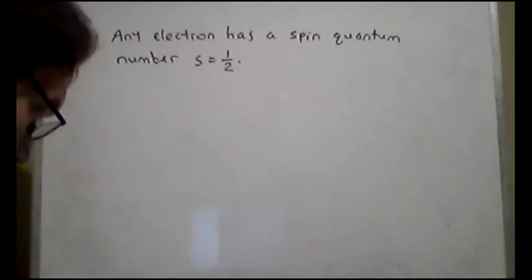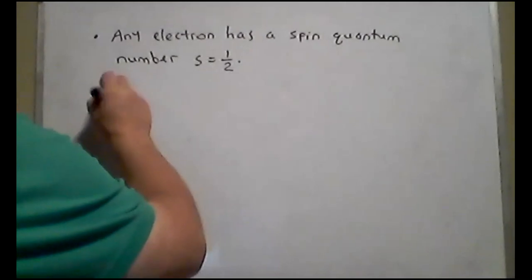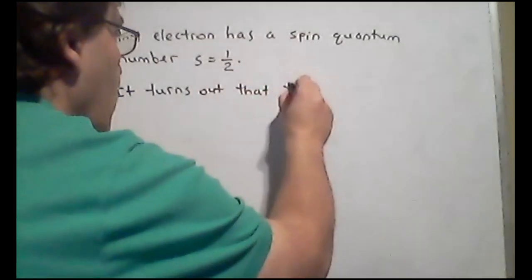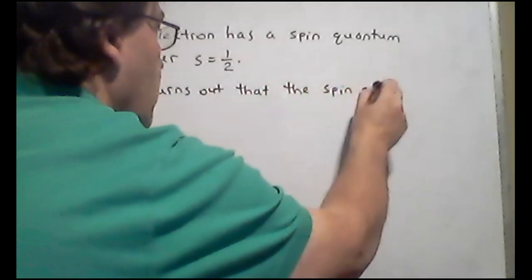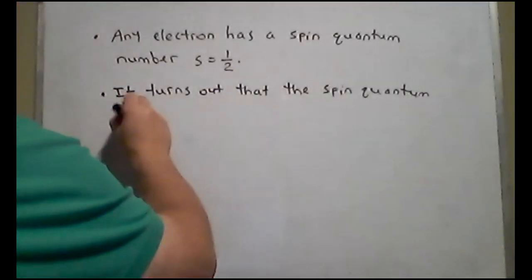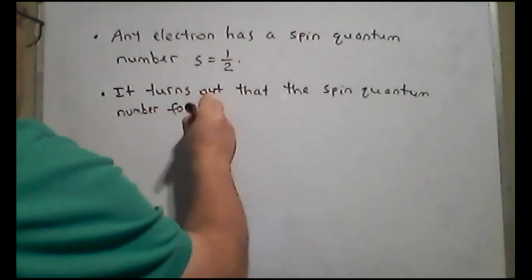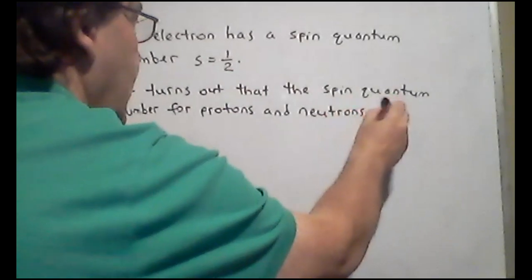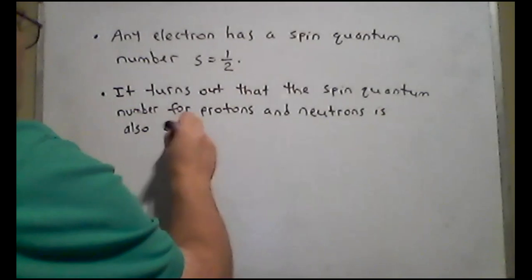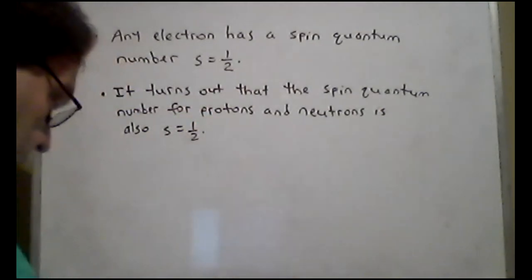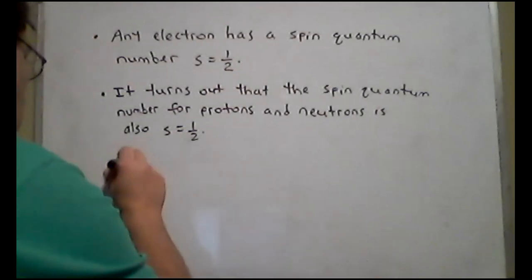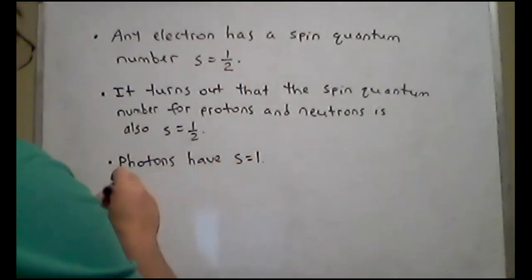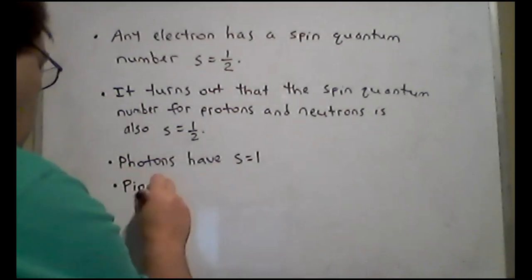Now, it turns out that the fundamental spin, or the spin quantum number, for protons and neutrons is also little s equal to 1/2. But there are other kinds of particles, for instance, photons, which have s equals 1. Pions, we've talked about pions before, fundamental particles, have s equals 0.